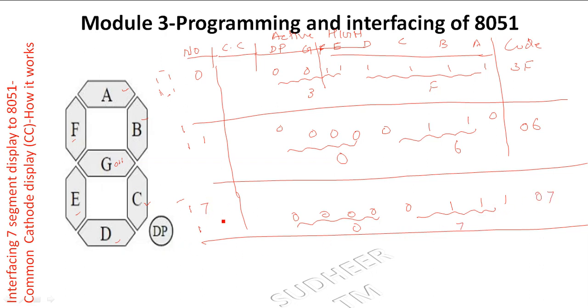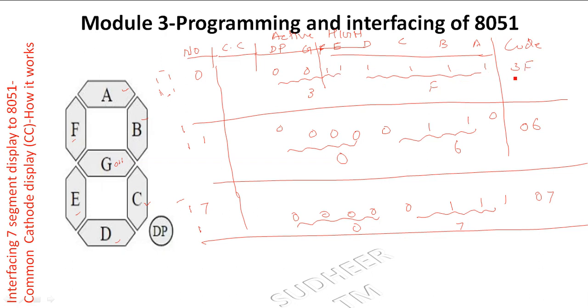Accordingly, you can go for each digit, see which LEDs are to be turned on, and accordingly you can find your code for that. Okay, so this is the code for a common cathode display unit. If it is common anode, the only difference is it is active low. So this 1 becomes 0 and 0 becomes 1.